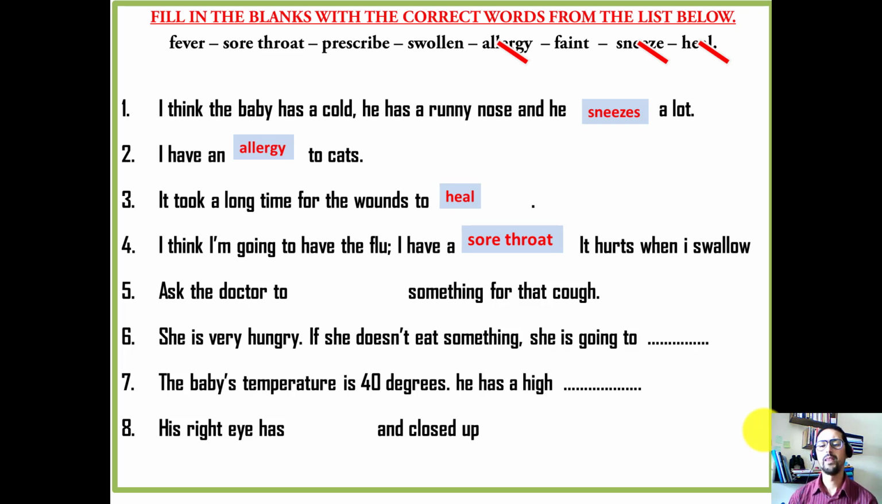Number 5. Ask the doctor to prescribe something for that cough. Good. Number 6. She's very hungry. If she doesn't eat something, she's going to, good, faint. Number 7. The baby's temperature is 40 degrees. He has a high, good, fever. Last one. His right eye has, very good, swollen and closed up.